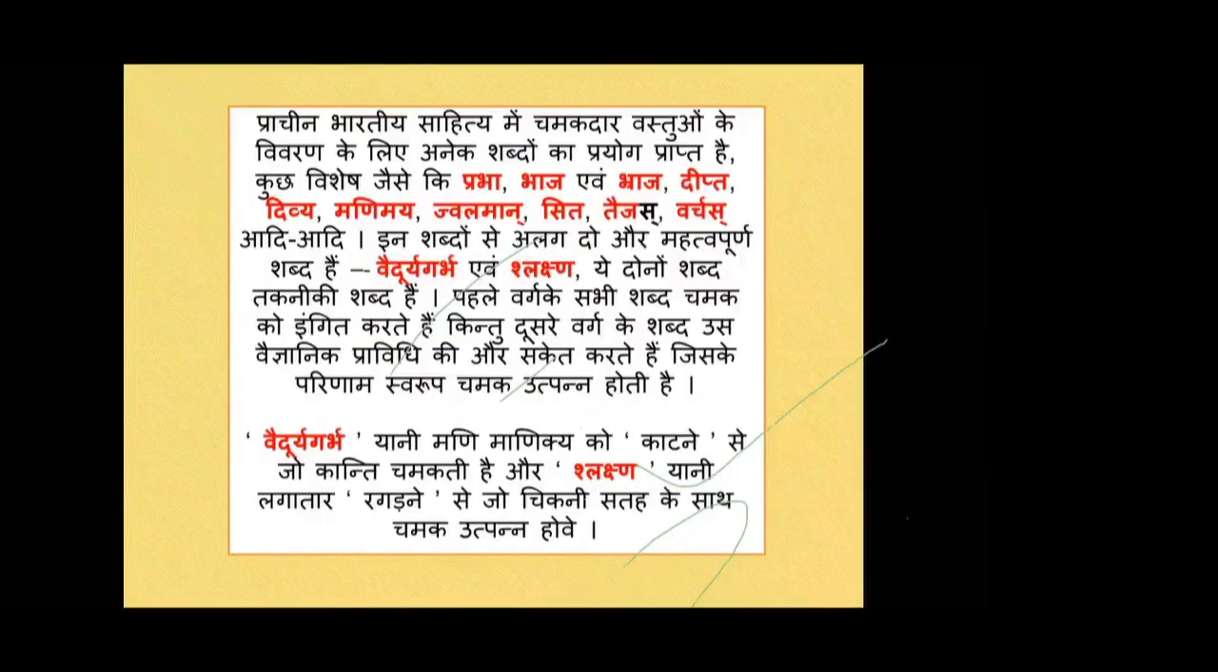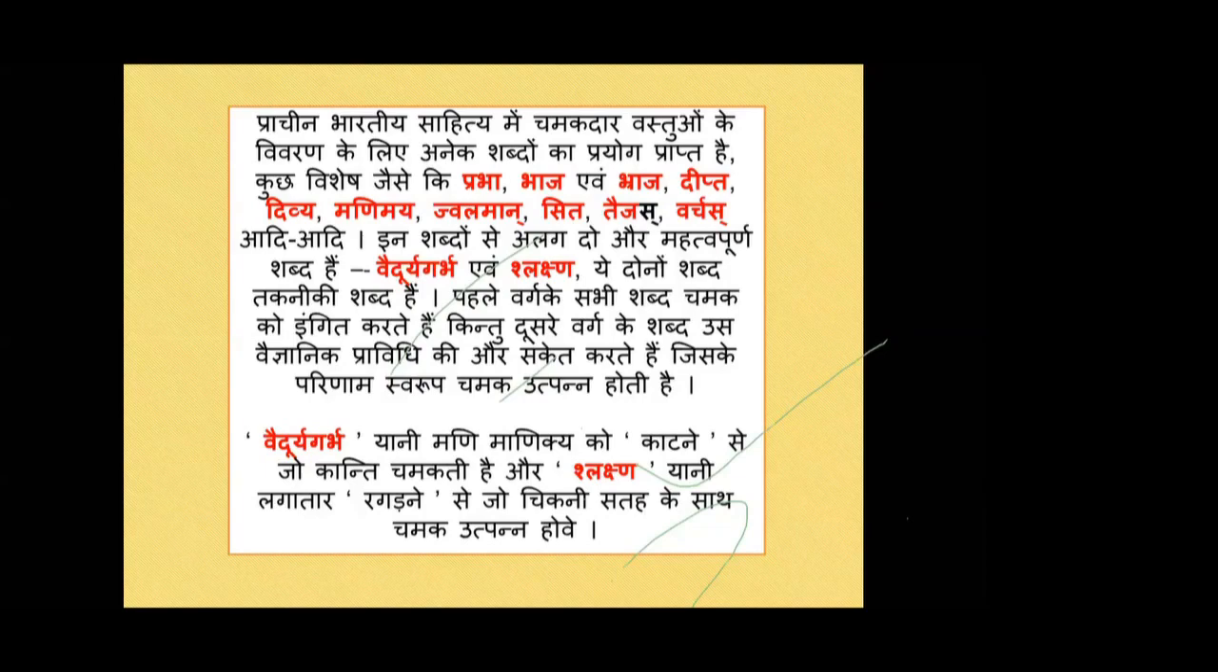Here also, in the same way, I have brought a few in a bigger form so that the audience could see it. Prabha, Bhaj, Braj, Deepta, Divya, Manimaya, Jvalamana, Sita, Taijasa, Varchasa, Vaidurya Garbha. This is the term which the Hathigumpha inscription, Kharavela himself, has used. Shlakshana. So out of these many terms, the technique or technical thing relates with two words, Vaidurya Garbha and Shlakshana.